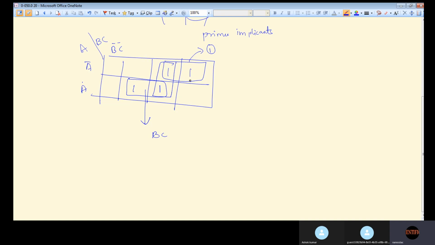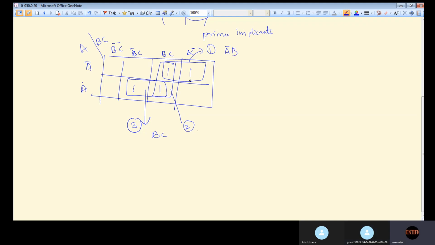Okay, this is 1 prime implicant. This is 2 prime implicant. This is 3 prime implicant. What is 1? BC, DC, B bar C. Okay, tell me 1 first. What is the equation? You need to understand prime implicant first. For 1 it is A bar B.